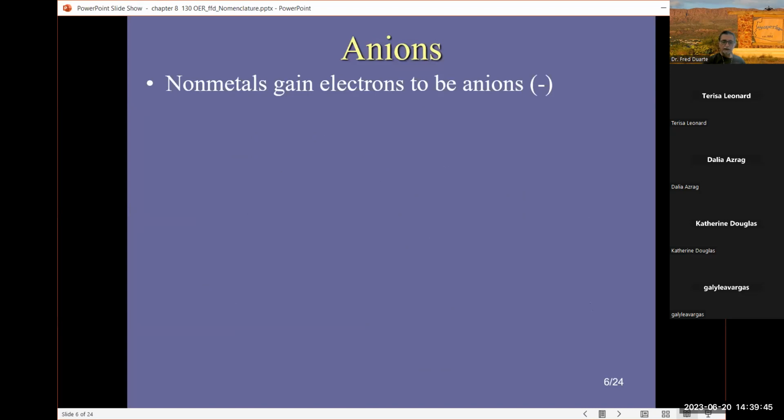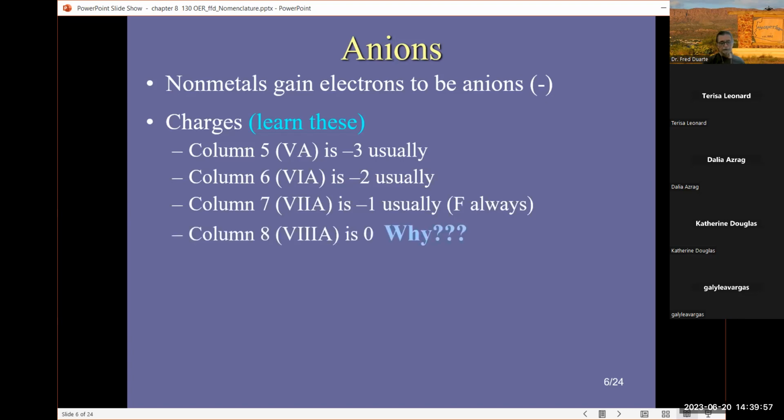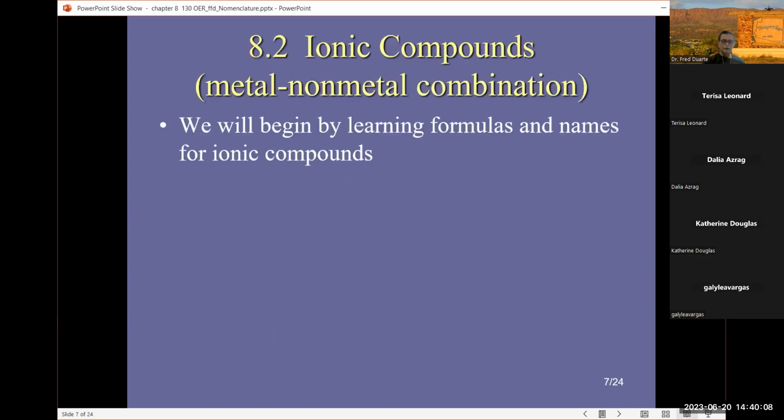Okay, we know about the anions. The elements gain electrons. Those are the nonmetals. So group 5A usually has a -3, -2, -1 respectively. And of course, the noble gases, they're not going to do anything. You just think of them as elements that sit there and do nothing, because the octet is filled.